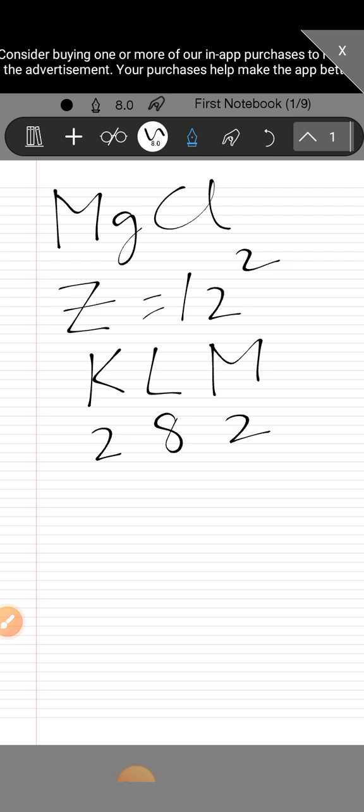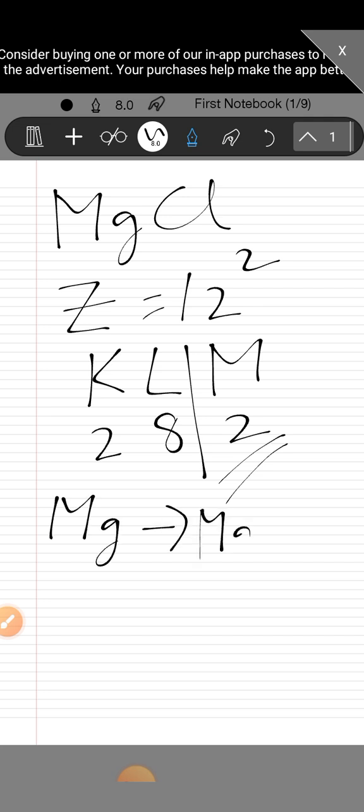Now, if you observe, students, the M shell has 2 electrons. So if it loses these 2 electrons, the next shell would be L, which is completely filled with 8 electrons. So obviously magnesium would donate these 2 electrons and become stable, because if you look at the L shell, it already has an octet configuration. So that's the reason why magnesium loses 2 electrons.